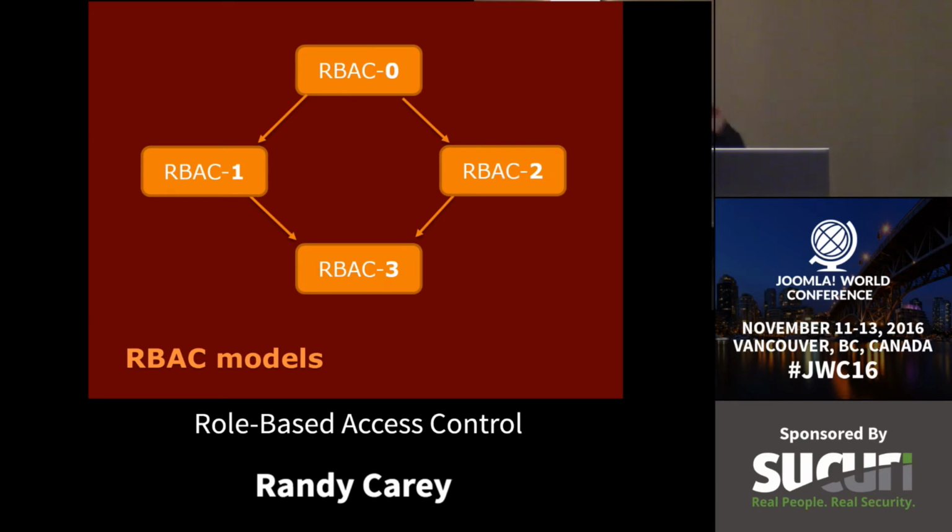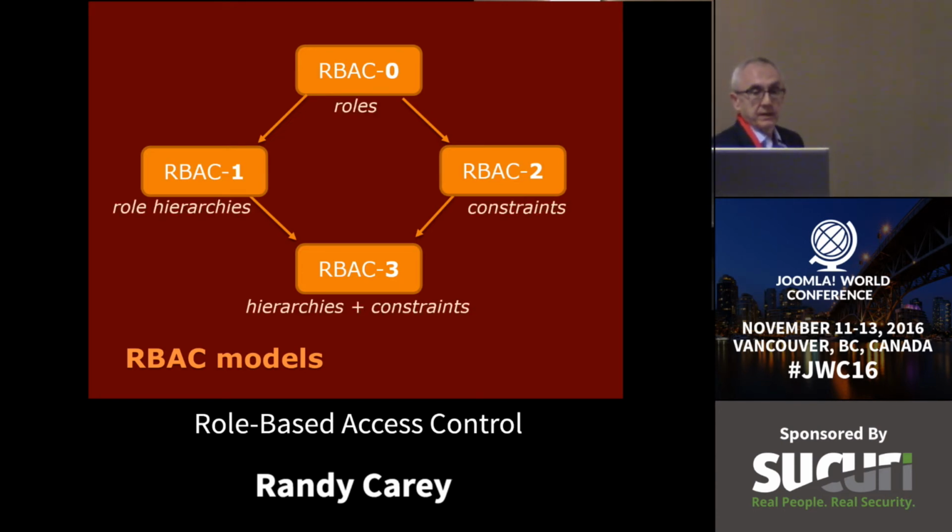I mentioned RBAC, which there's actually a paper on. You can go online and read more about it. And RBAC has four different models, RBAC 0, 1, 2, and 3. RBAC 0 basically says it's a role-based system. It's the very base system. RBAC 1 says not only do we have roles, but we have role hierarchies. And RBAC 2 offers constraints, which is something we don't have in Joomla. But you'll be able to understand it when I explain it. And then RBAC 3 is a consolidated one, which has hierarchies plus constraints, which can introduce a couple extra issues as well.